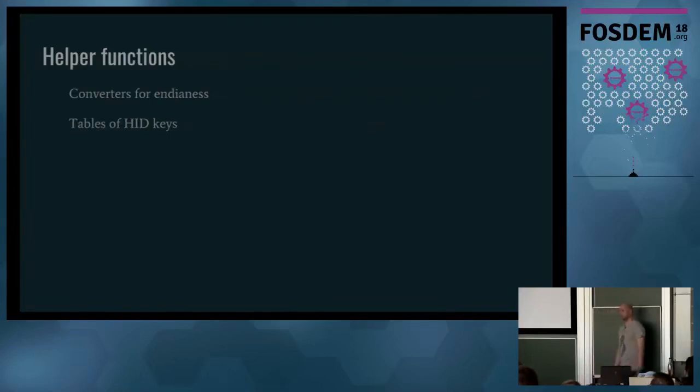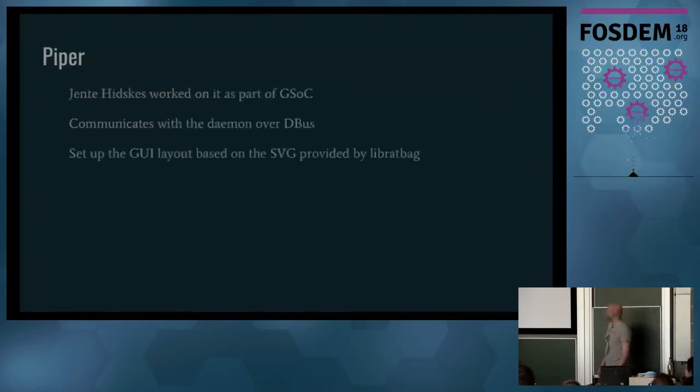libratbag has some helper functions that are worth taking into consideration, especially for the endianness. If some fields will be 16 bit, then you'll want to use the helper functions to do the conversions for you. There's also tables for the HID keys, so that you don't have to do all those lookups yourself. So take a look out for those if you are going to write one.